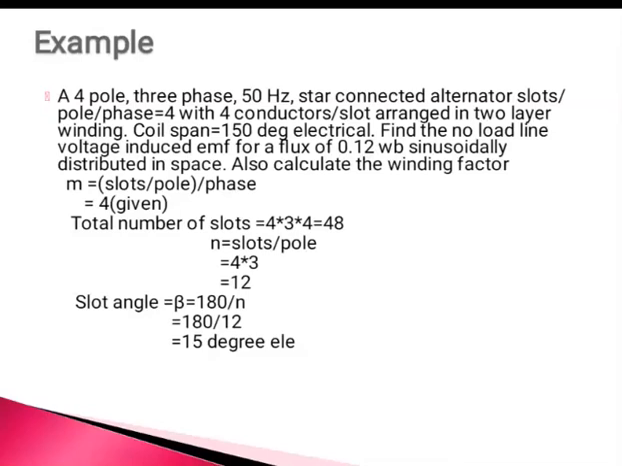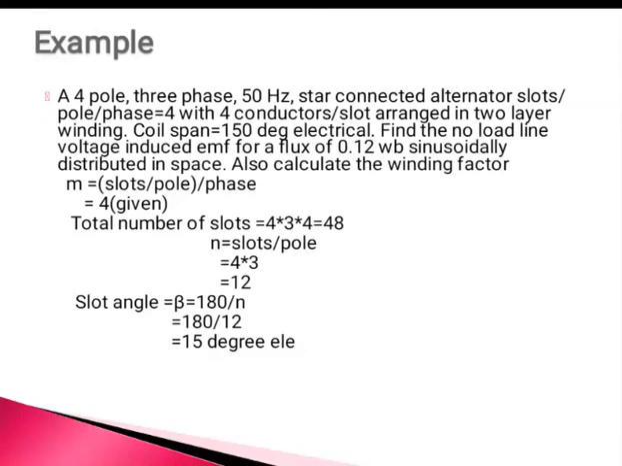Let us solve another example on the 3-phase synchronous generator. The statement is as follows. A 4-pole, 3-phase, 50 Hz star connected alternator has slots per pole per phase equal to 4, with 4 conductors per slot arranged in a 2-layer winding. The coil span is 150 degrees electrical. Find the no load line voltage induced EMF for a flux of 0.12 Weber sinusoidally distributed in space. Also calculate the winding factor in this particular problem.